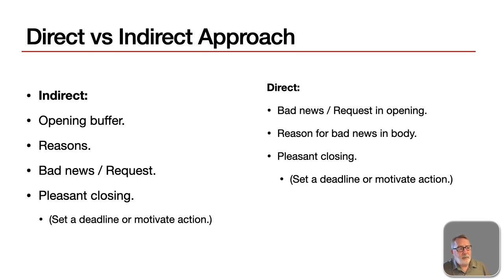In the indirect approach, you put off the bad news or the request until you've softened up the receiver a bit. Have an opening buffer where you'll establish, you'll mention your relationship, some things you've done together. So you put you and the receiver on some common ground before you even begin. Then you'll give the reasons for the request, then the actual request or the bad news. So it's just a flip of the order that you took in the direct approach.